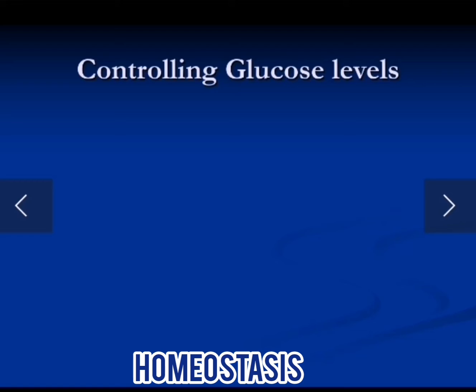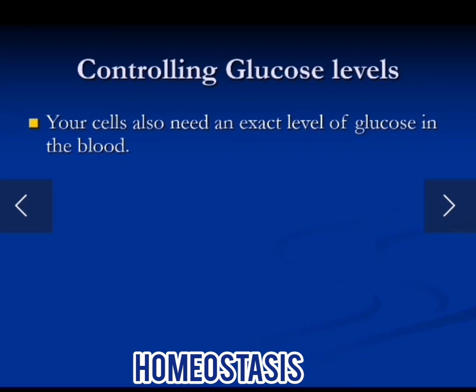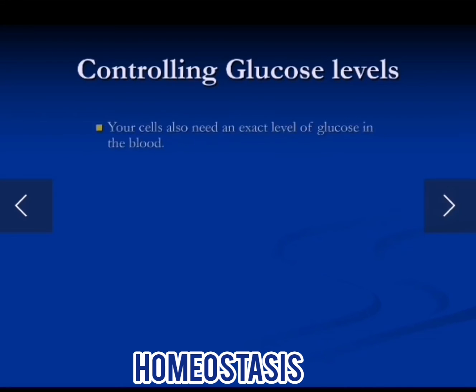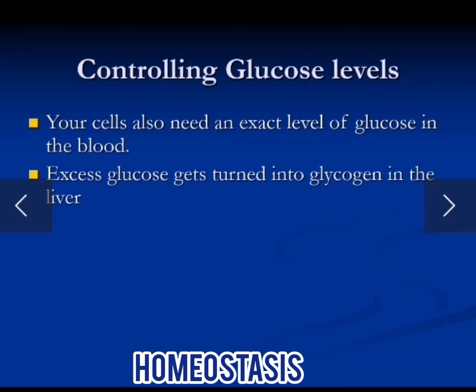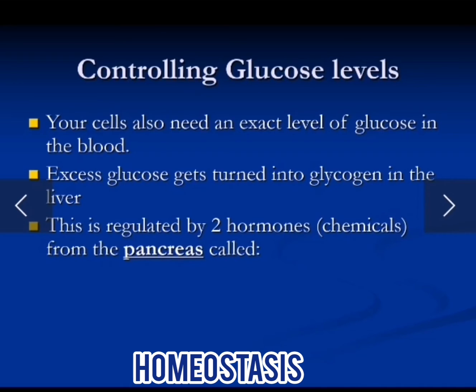Controlling glucose level. The second level of homeostasis is controlling glucose level. Your cells need an exact level of glucose in the blood. Excess glucose gets turned into glycogen in the liver. This is regulated by two hormones. Hormones are chemicals that induce organs, produced by glands. It's produced from a gland called the pancreas.